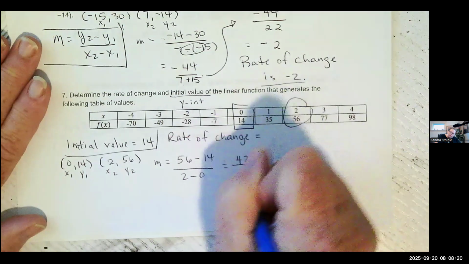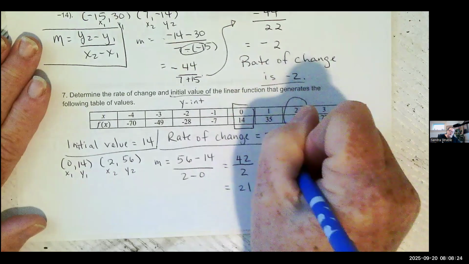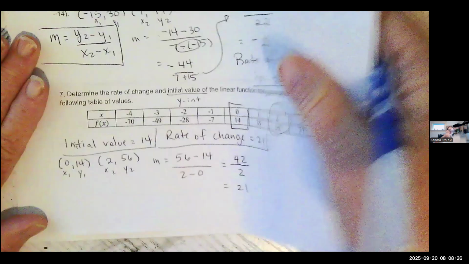And then 42 divided by 2 is 21. So 21. There's my answer. Next.